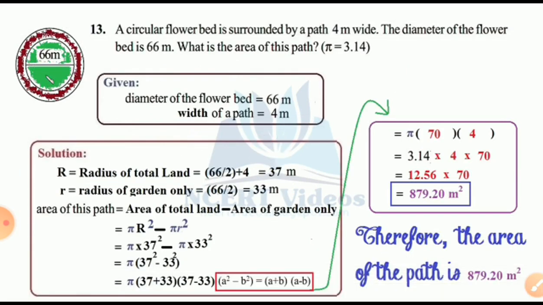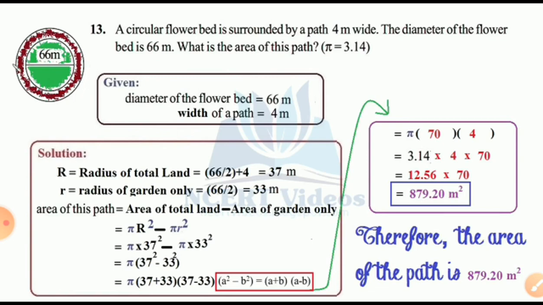It's a very interesting question for you. A circular flower bed is surrounded by a path 4 meter wide. The diameter of the flower bed is 66 meter. What is the area of this path? Very good students. Here they gave us a very good question. The bed is surrounded by a path 4 meter wide. Width of the path is given and diameter of the flower bed is also given, 66 meter.